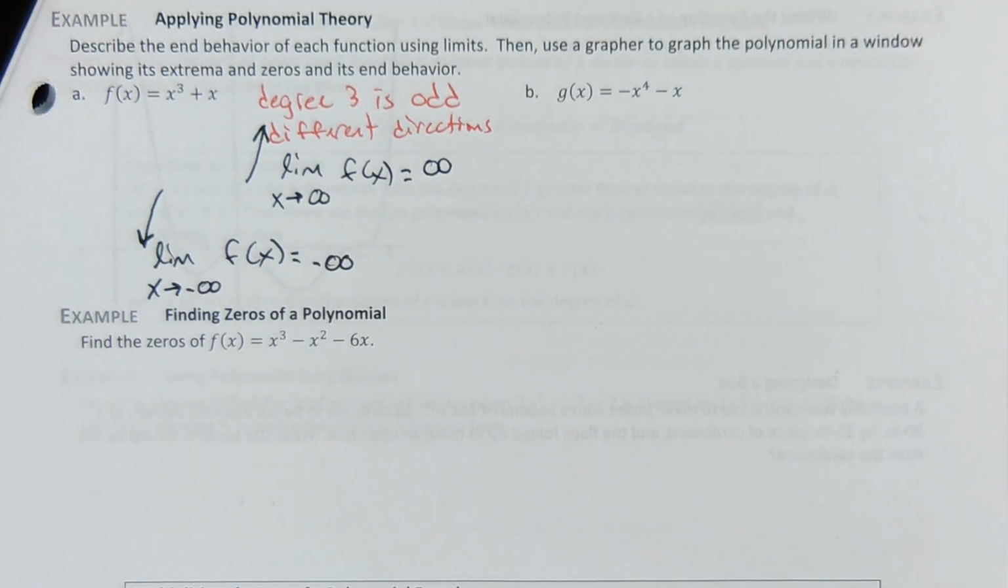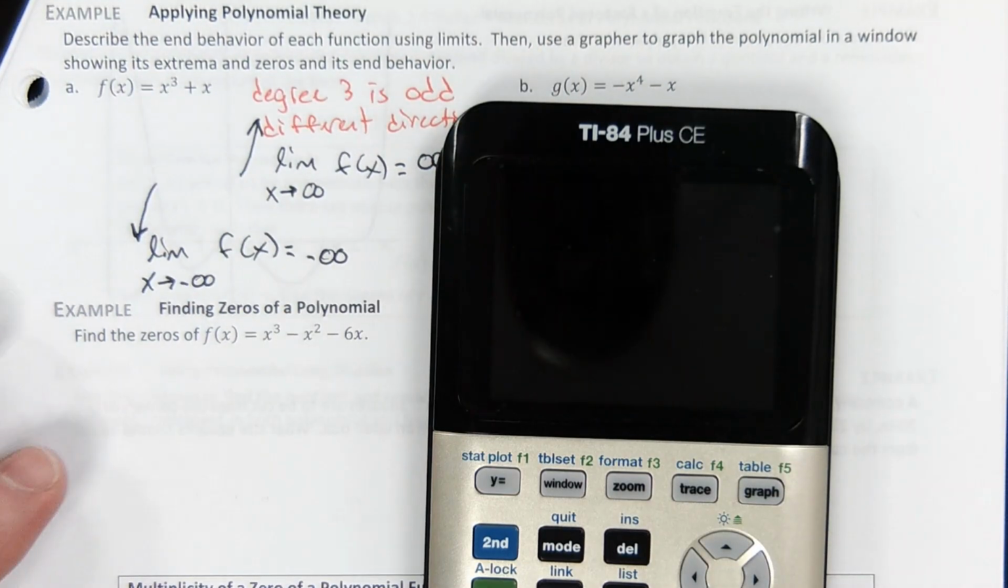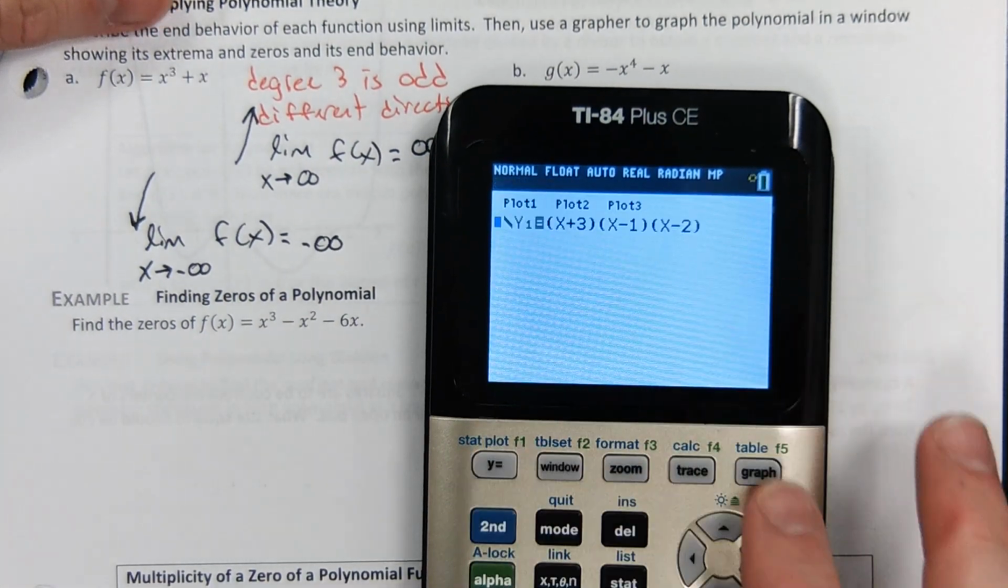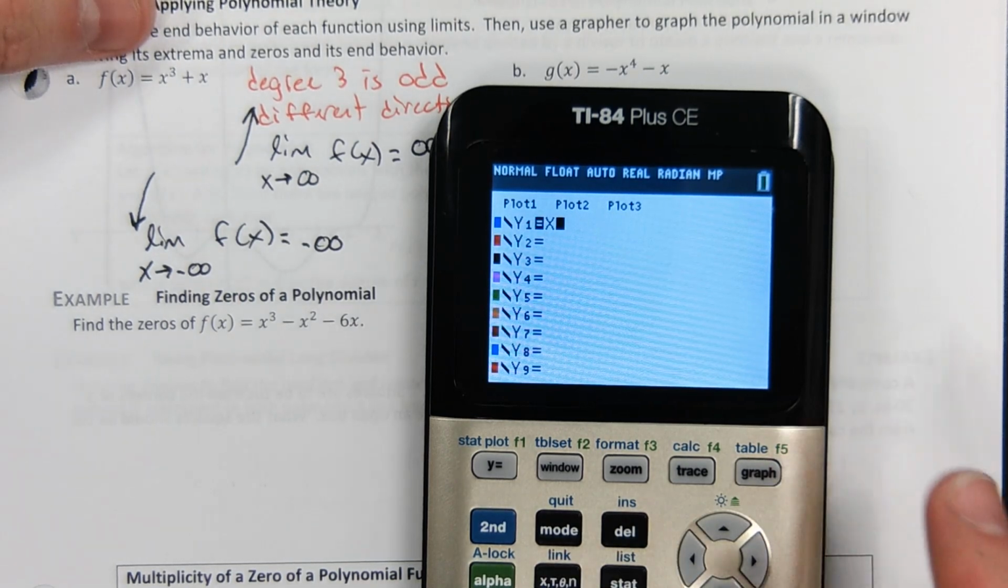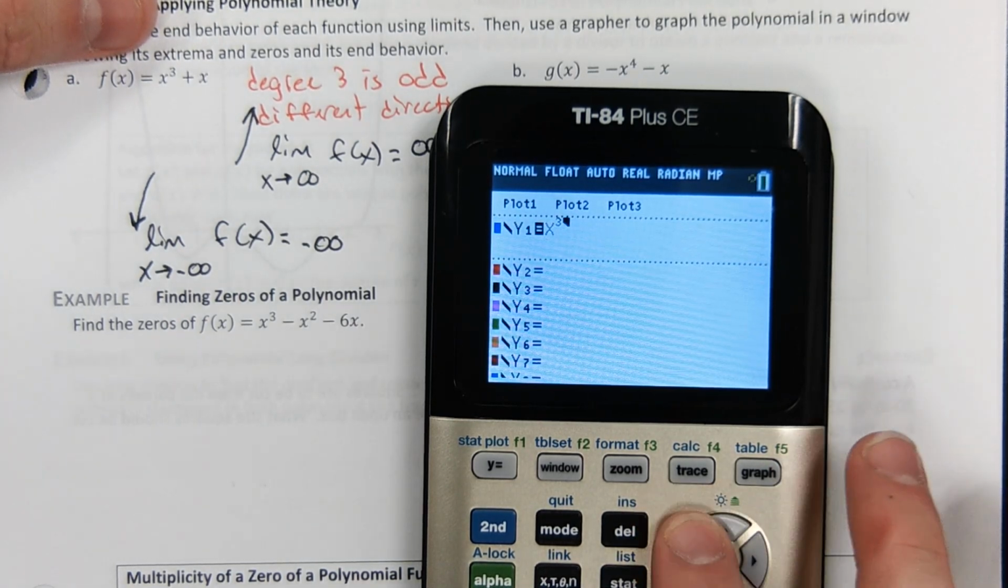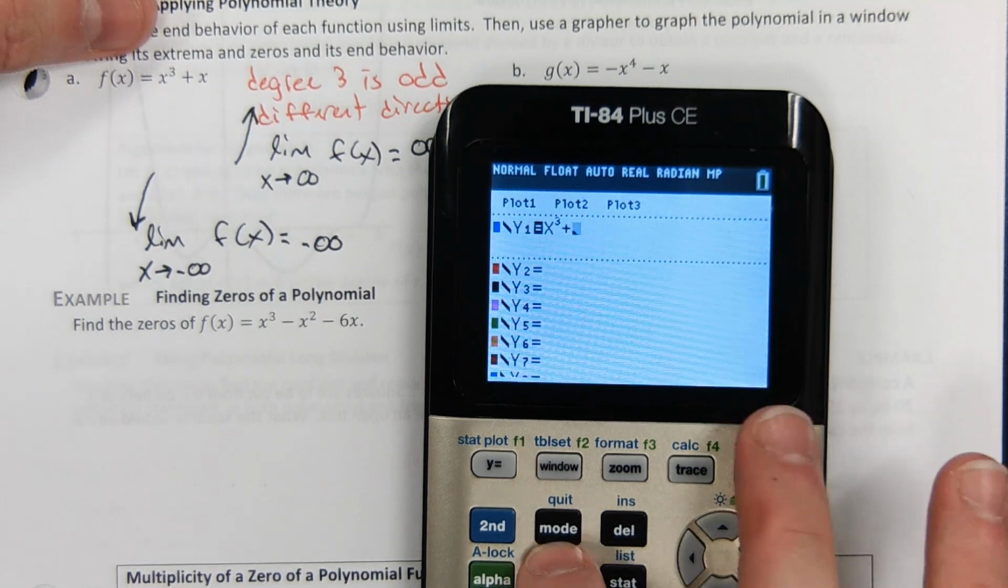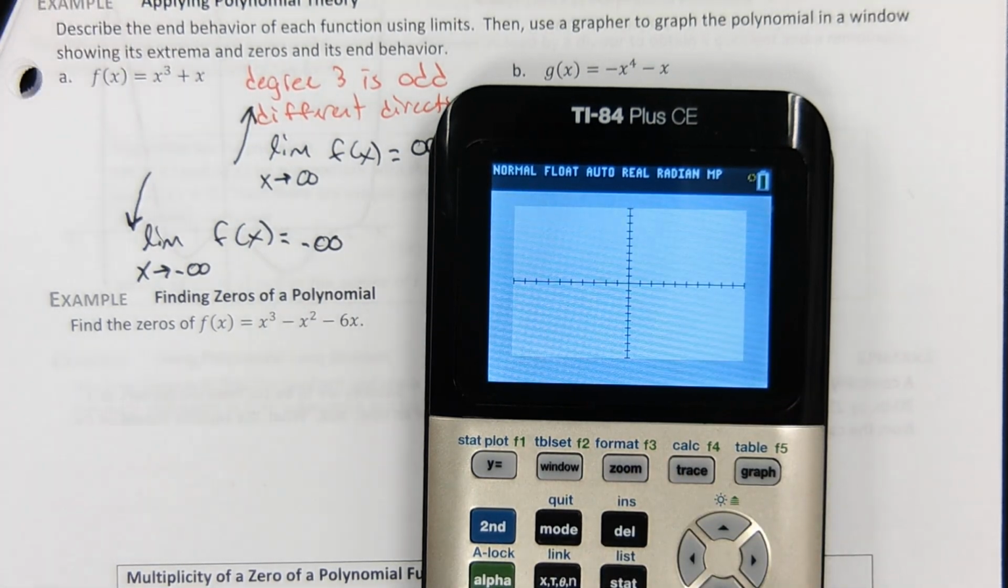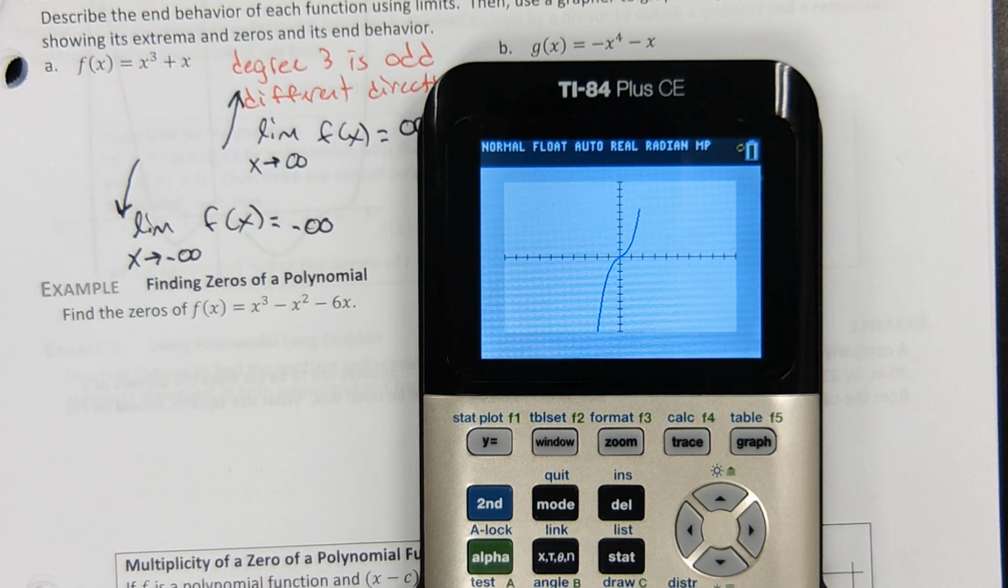The last thing we were supposed to do was draw a graph so that we could see the extreme values. Check this out. X raised to the 3 plus x. Oh, hold on. Plus x. Zoom 6. It has no extreme values. So it looks like a standard cubic. It's not, but that's what it looks like. Because it has no extreme values, I'm not even going to bother drawing it.